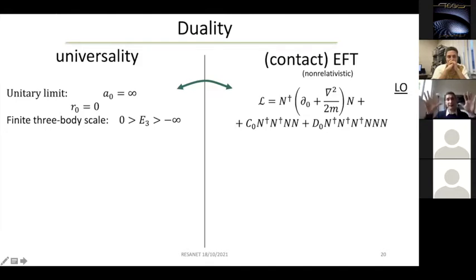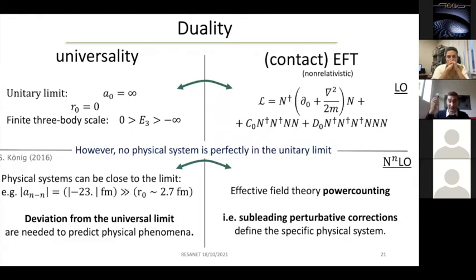Now you can see that you have a contact effective field theory in which you have just C0 and D0 to be fitted on the infinite scattering length and to the three-body system, and then you have the universality. And you see now how those two things are the same thing. However, as we said, the physical systems are not really perfectly in the unitarity limit, and especially nuclear physics is not exactly at unitarity. How can you do that?